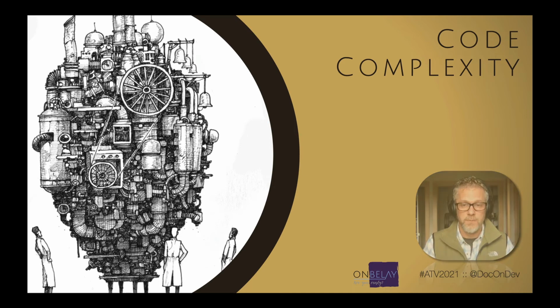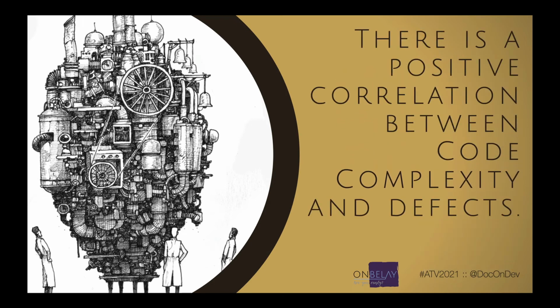But you want this measure because there is a positive correlation between code complexity and defects. The higher the complexity, the more likely there is that you've got bugs in the code. I can't tell you that a complexity of 27 means you're going to get one bug per iteration. It doesn't work that way, but what I can tell you is if your complexity is going up, so is your defect count.